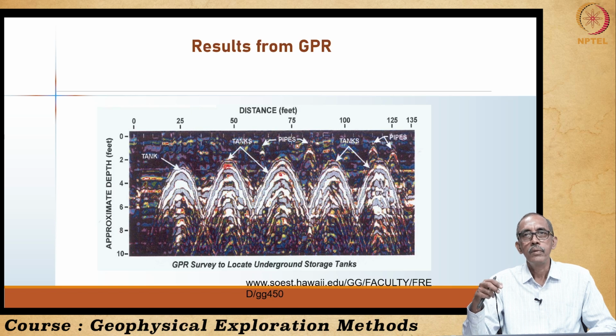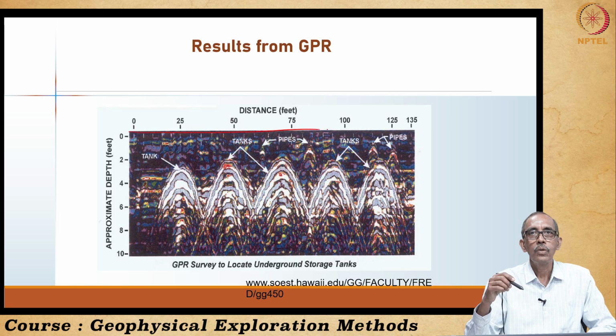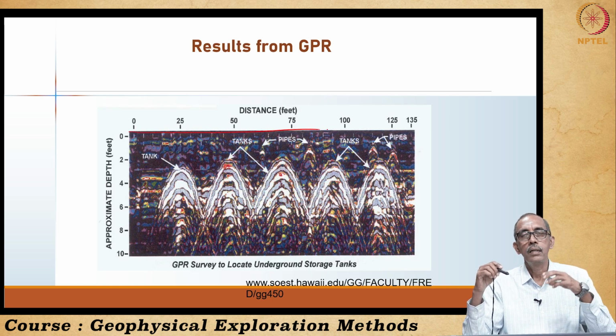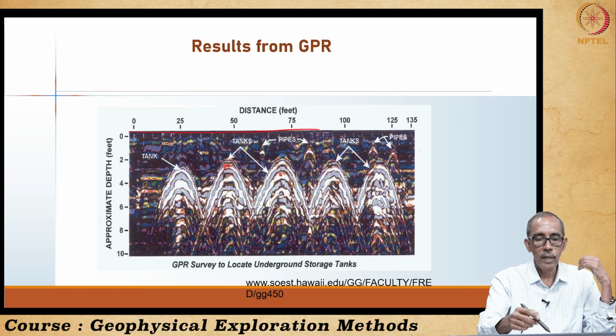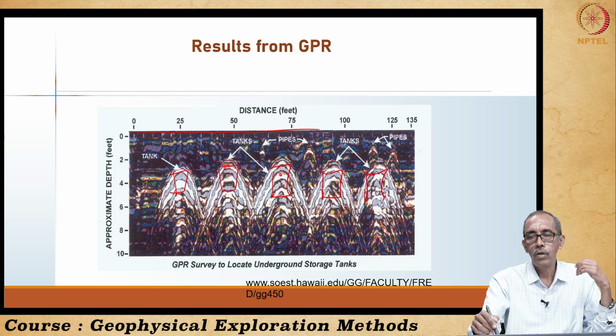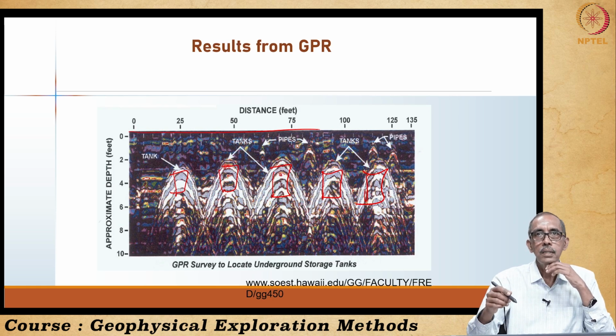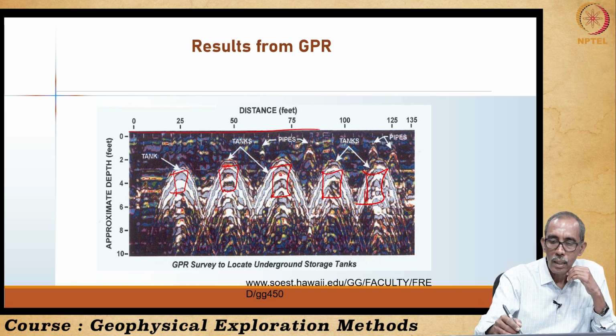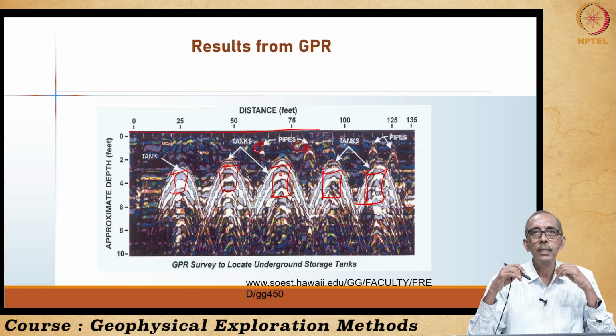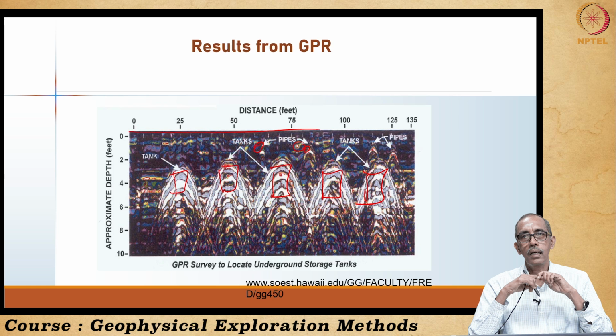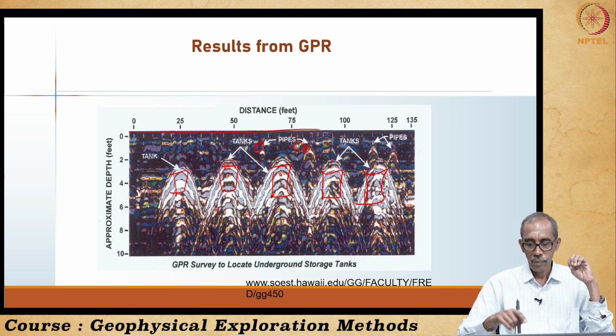And the next result is more or less on the same lines. Here too, the ground penetrating radar has been used at the surface of the earth to locate buried metal tanks, right. There were several metal tanks present below this area. They could be very clearly brought out by the ground penetrating radar. Also, the presence of some pipes, right. The presence of pipes can also be brought out by the ground penetrating radar survey carried out over the surface.